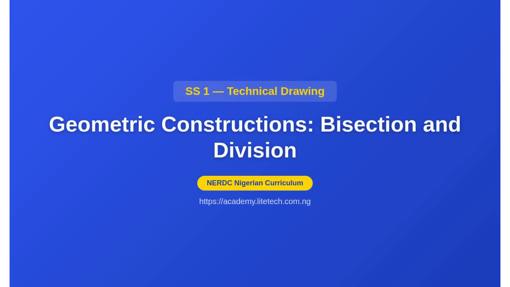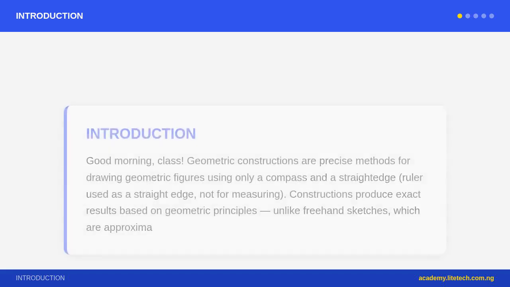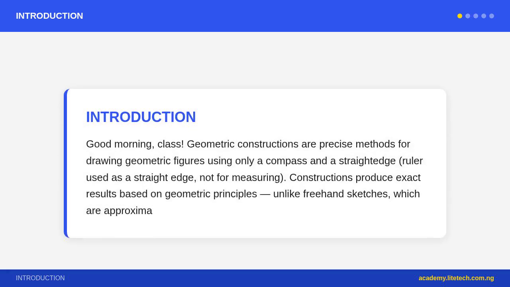Good morning, class. Geometric constructions are precise methods for drawing geometric figures using only a compass and a straight edge, a ruler used as a straight edge, not for measuring. Constructions produce exact results based on geometric principles, unlike freehand sketches, which are approximate.